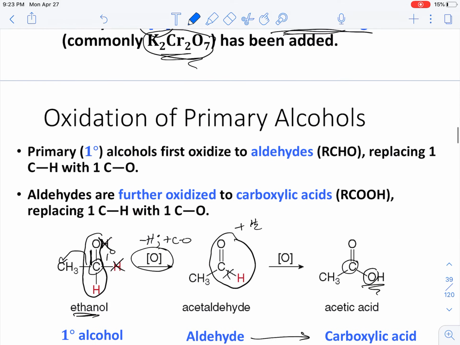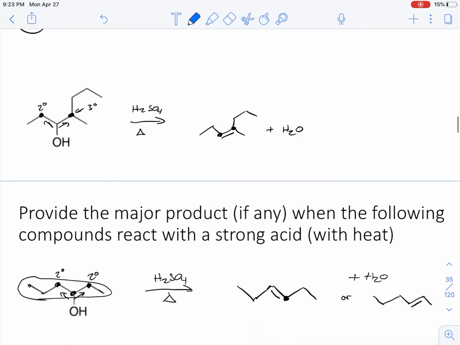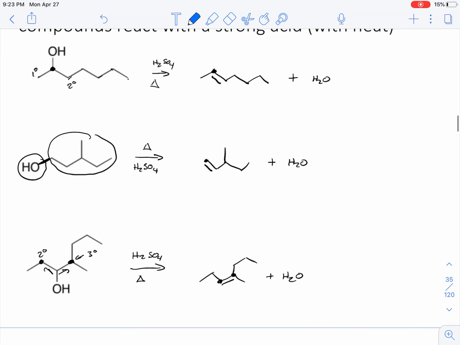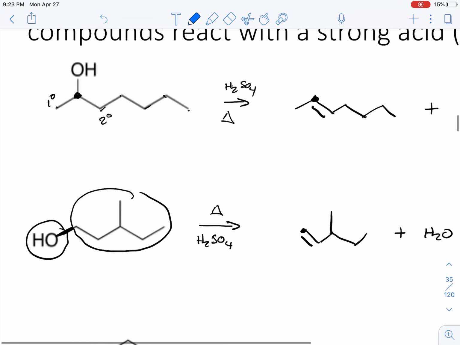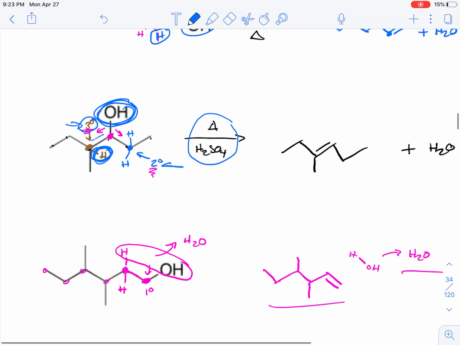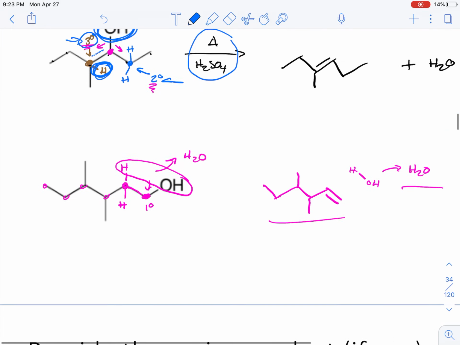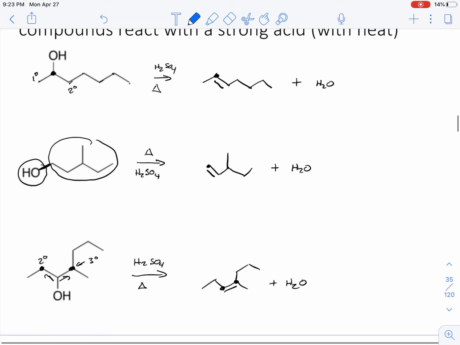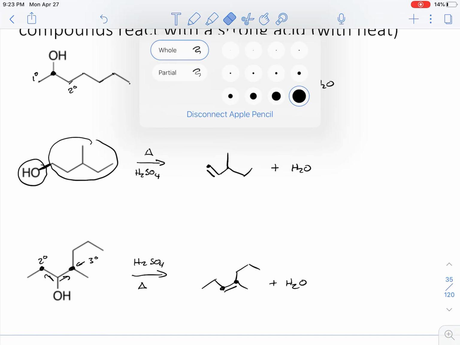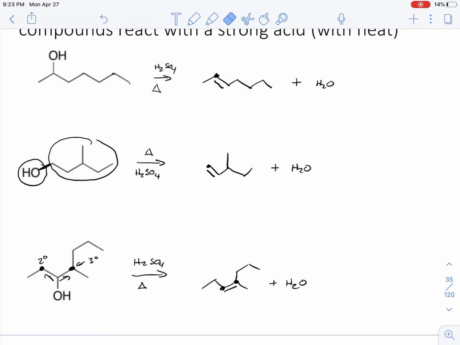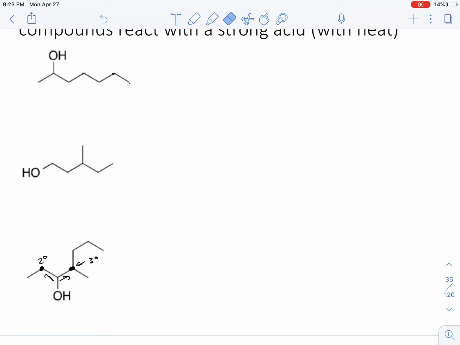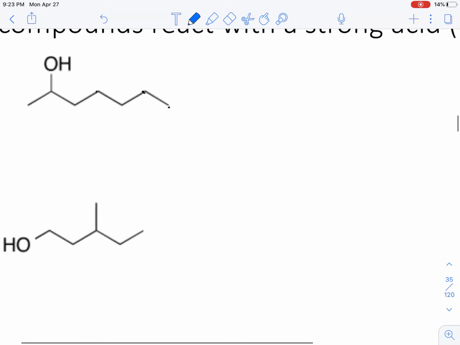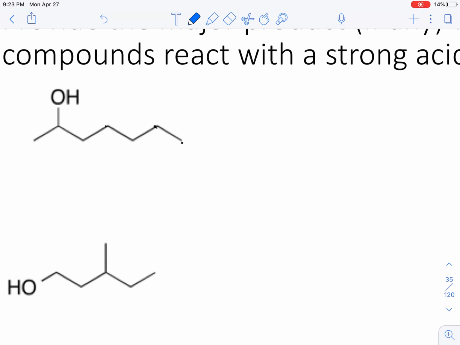All right, so I want to go back and get some practice with this. So we're going to go ahead and take a look at these reactions here. I'm just going to go ahead and erase this stuff. So we're going to get some real practice with reactions.